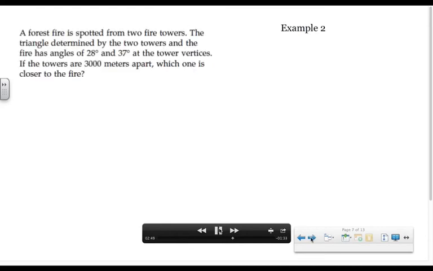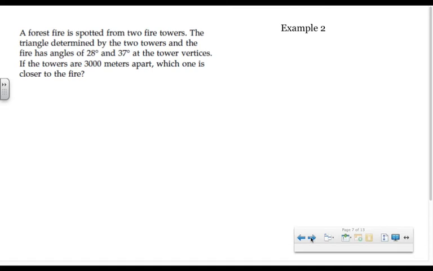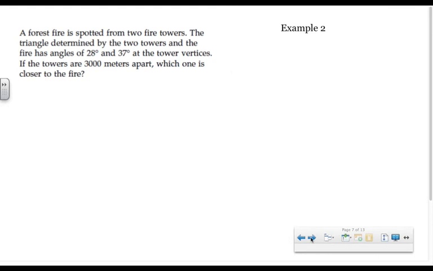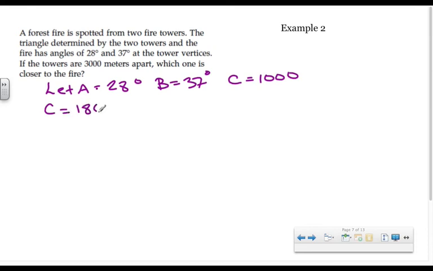Now I'm going to use the sine rule to actually do word problems. A forest fire is spotted from two fire towers. The triangle determined by the two towers has angles of 28 and 37 degrees at the tower vertices. If the towers are 3,000 meters apart, which one is closer to the fire? So what we need to do is find those two lengths of the triangle. We're going to let A equal 28 degrees and B equal 37. It really doesn't matter, just as long as I label them. And then obviously the length c is 3,000, because the angle in between the two is the one that we don't know.